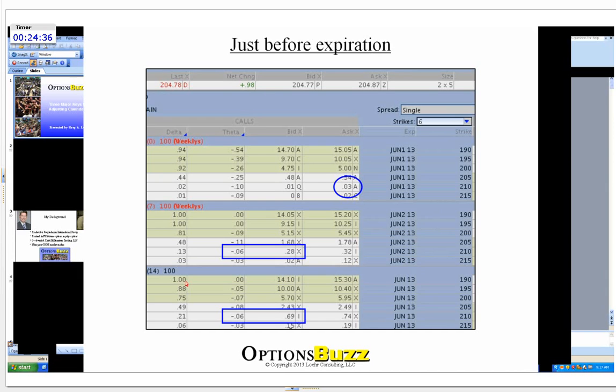Now Ted says, yeah, but you save a commission by going out to the two-week option. Let me put it into dollar terms for you. You don't want to be penny wise and pound foolish. If you pay a buck and a half a contract, and if you're paying more than that, have a talk with your broker, you put that into a per share basis. That's a cent and a half.